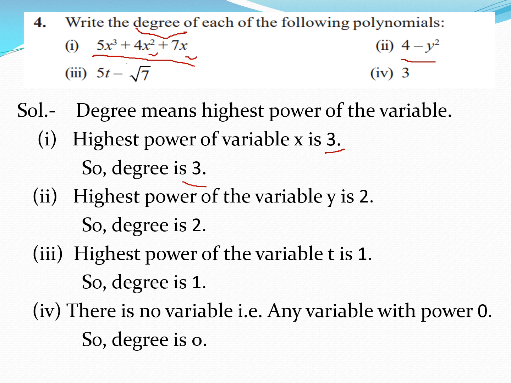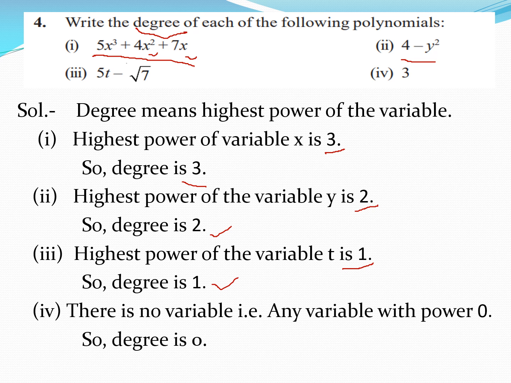Now second part, 4 minus y square. If you see, the highest power of the variable y is 2. So degree is 2. Third part, 5t minus square root of 7. Now if you see, the variable is t and its highest power is 1. So the highest power of the variable is 1. So degree is 1.